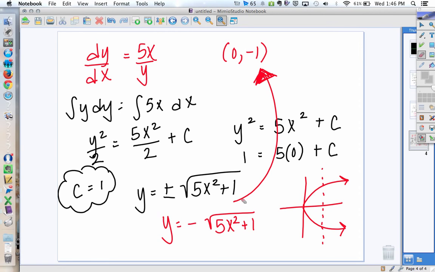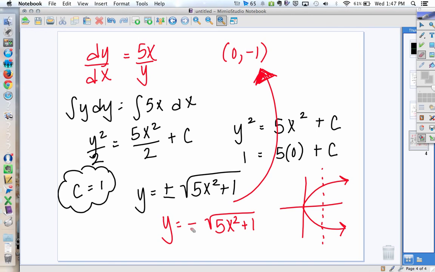This is really important. You have the point (0, -1). If you were to graph this square root function, your positive branch will be above the x-axis, and your negative branch is going to be below. Now, this isn't the exact graph. It's just a quick sketch of what a square root graph looks like. But the point is that (0, -1) is going to be below the x-axis. So your answer is going to be the negative branch.